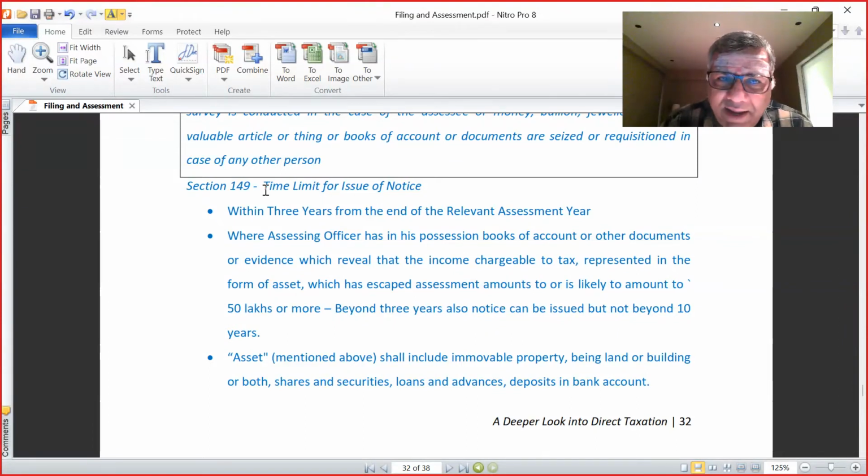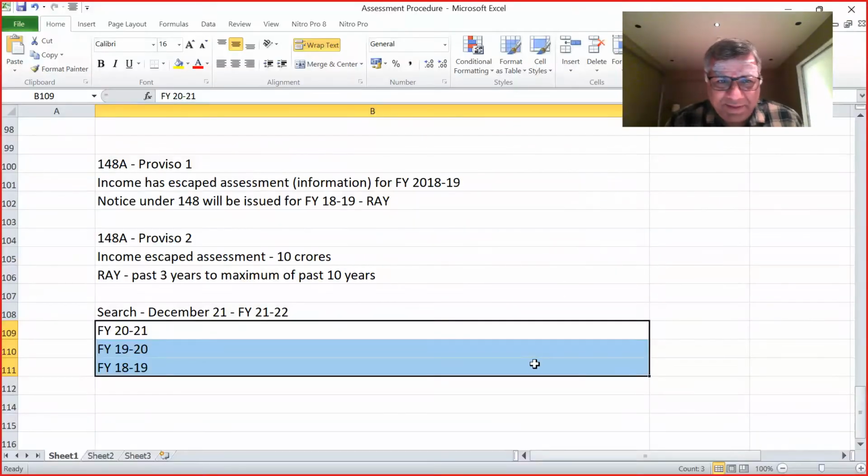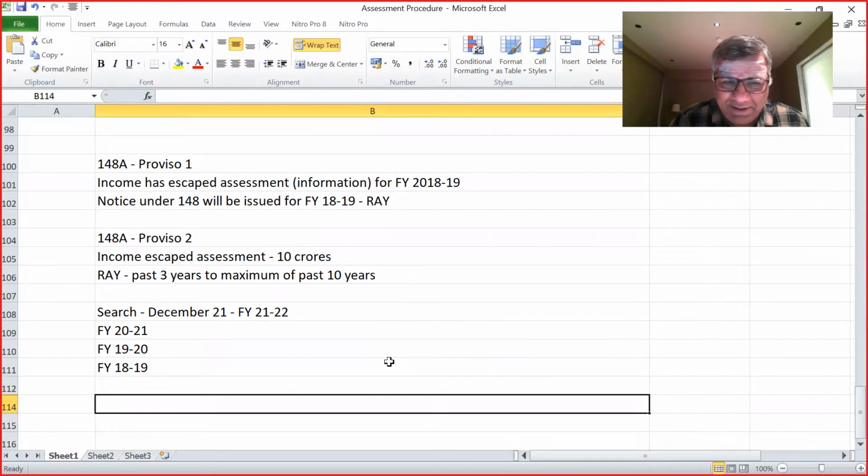Okay. Time limit for issue of notice. That is what? Within 3 years from the end of the relevant assessment year. Can you all understand? Yes, sir. Okay.